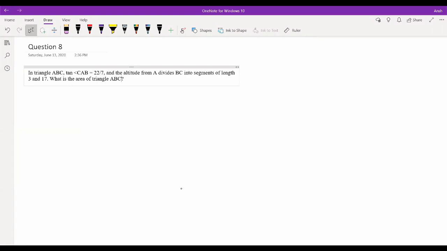All right, so here we've dealt with trigonometric identities in very algebraic-based questions where we had to use algebraic manipulation. But here is an example of using trigonometric identities in a more geometric problem. So here we have triangle ABC. The tangent of angle CAB equals 22/7. And the altitude from A divides BC into two segments of length 3 and 17. And it asks us to find the area of the whole triangle.